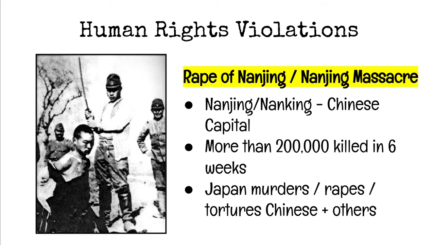And when they came into China, the Japanese were absolutely brutal. In 6 weeks, they killed more than 200,000 Chinese people. Again, it's murder, rapes, torture of Chinese people and others. There are Korean women who are also used. There are these contests of decapitating. So the Japanese were absolutely brutal. This is one of the human rights violations associated with World War One and World War Two.